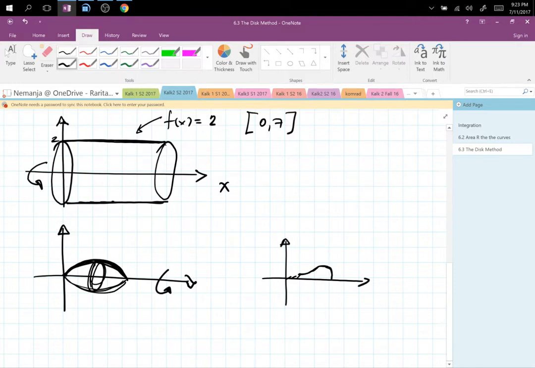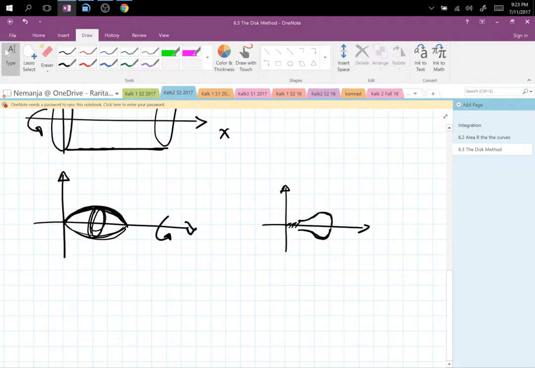That's a light bulb, exactly. Or a pear. I don't care, right? It's going to be something. That's an old-fashioned light bulb.